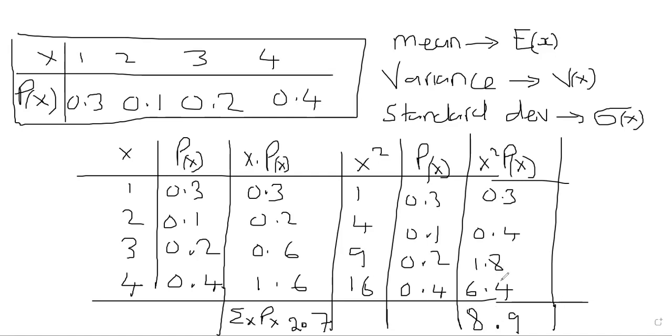So this total here minus the square of that total there is what we call our variance. So remember, our mean or expected value, we said it is simply the summation of XPX, that column, which we found as 2.7.